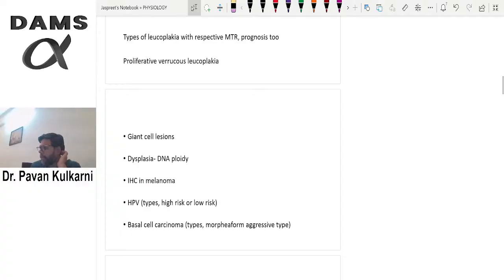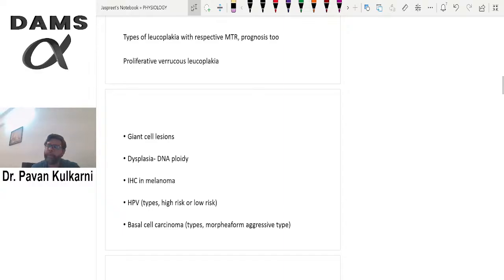All of us know that to accurately diagnose dysplasia, ploidy analysis is very important. And we know that in pre-cancer and cancer, you have aneuploidy. So aneuploidy is again a very characteristic one to diagnose dysplasia. And you get a question on IHC in melanoma, immunohistochemistry in melanoma. So melanomas, all of us know, have certain immunohistochemical markers. You're supposed to know about that. HMB45, all those markers we're supposed to know. That's again a very favorite topic.